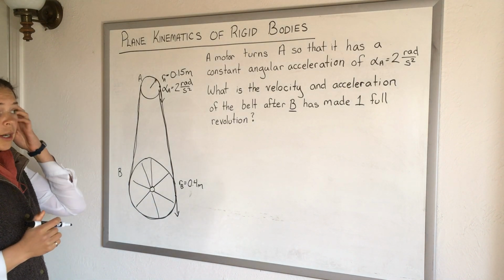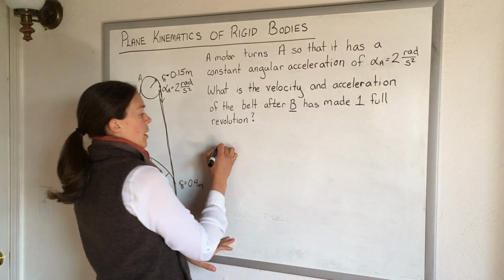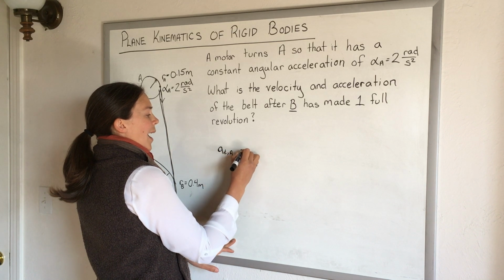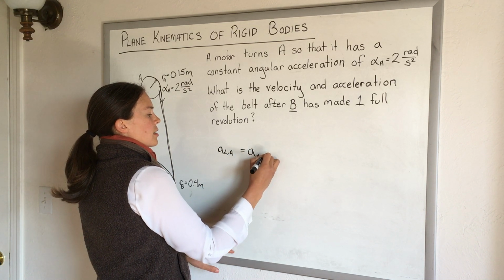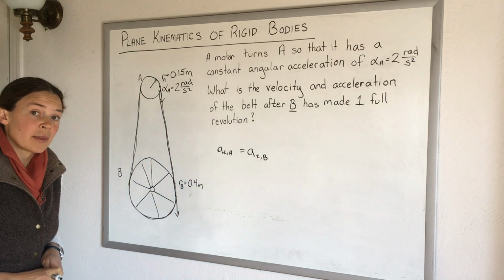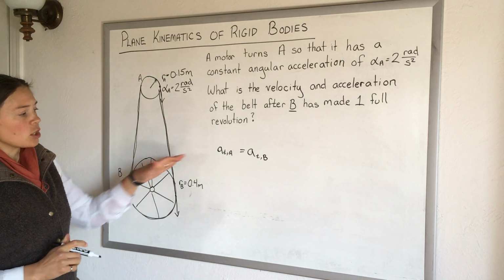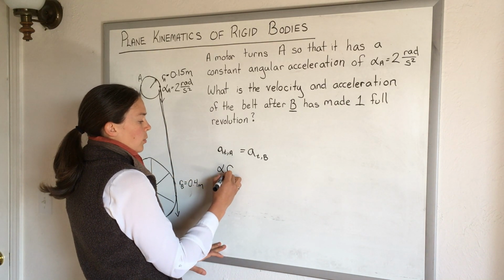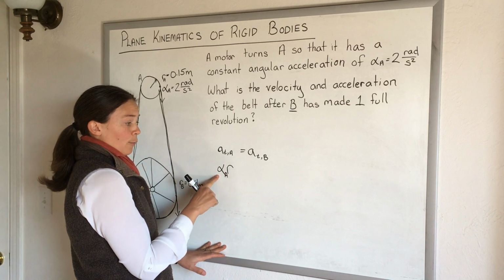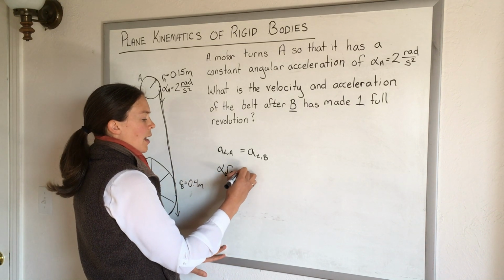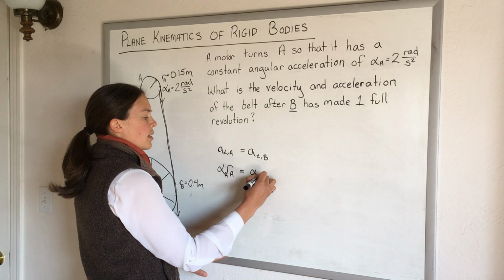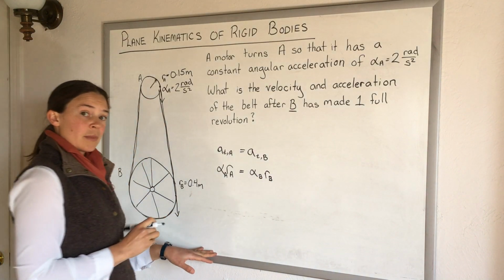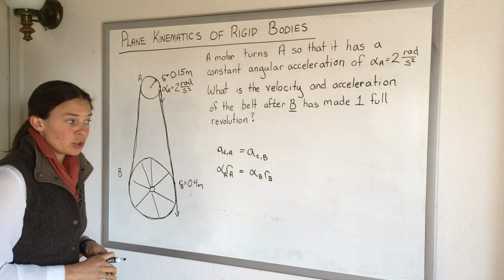And so for acceleration, for example, we can say the tangential acceleration, I'll call it a_t of A, has to equal the tangential acceleration of B. And if we remember our equations for tangential acceleration, it is just alpha r. So the angular acceleration alpha of A times the radius of A has to equal the angular acceleration alpha of B times the radius of B. So this is a great example of coupled motion.